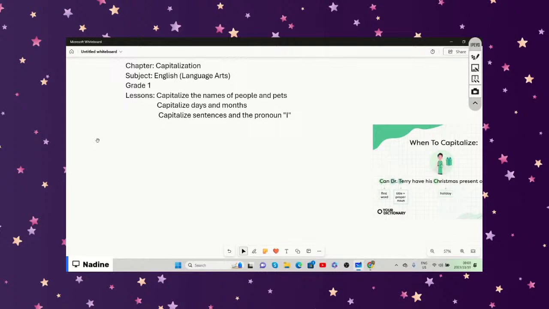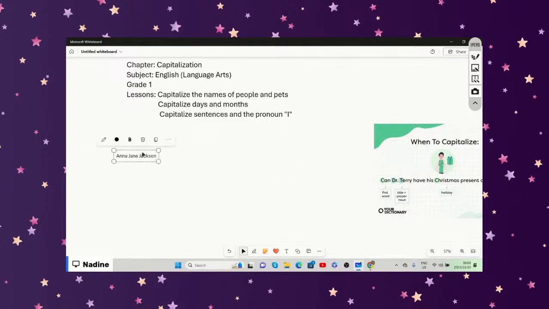So we're going to capitalize first the names of people and pets. So remember, your name needs to always start with a capital letter. So if your name is Anna, then Anna needs to be written with a capital letter. If your name is Anna Jane and your surname is Jackson, then it needs to be written with a capital letter.